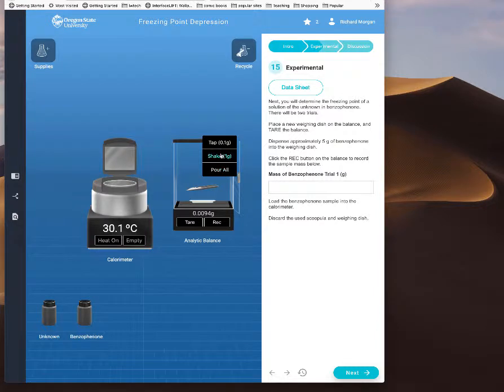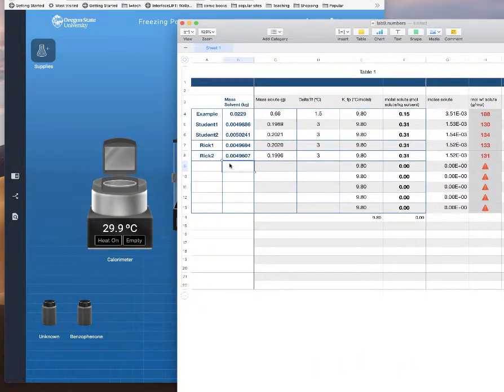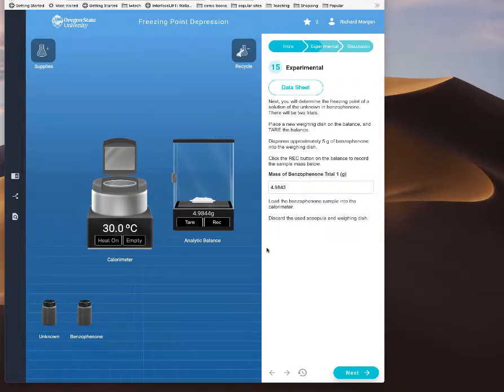This time you have to record the mass. Go 1, 2, 3, 4, that's 4, and just 5, and then we're going to put that here, close the door. That's 4, let's see, record that: 4.9843. So I'm going to divide that by 1,000 and put it here, 0.0049843 in this spreadsheet, which I'll show you what that's for later. And then we're going to take this and put it in the calorimeter.